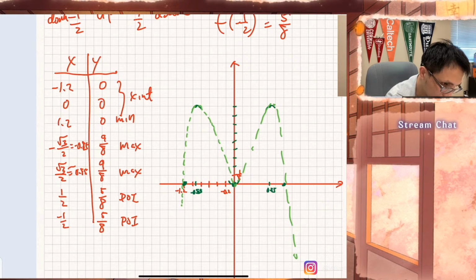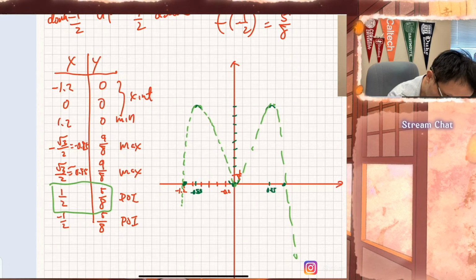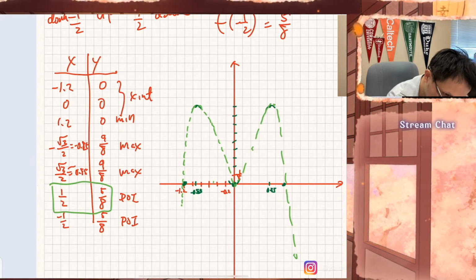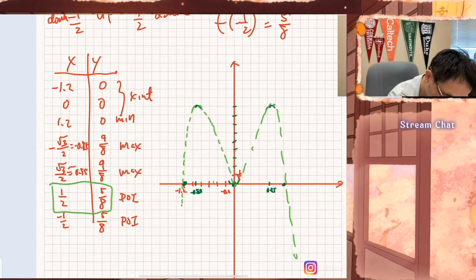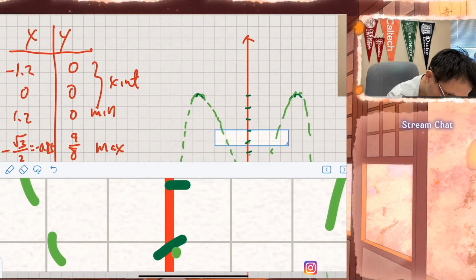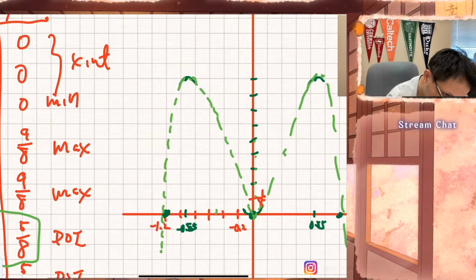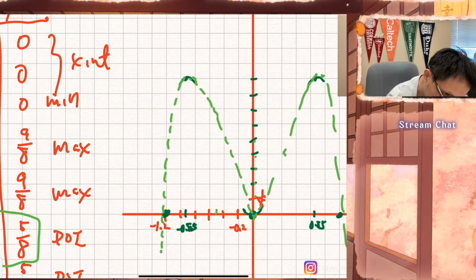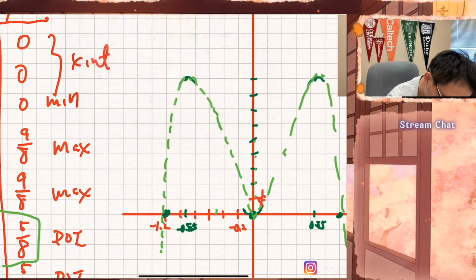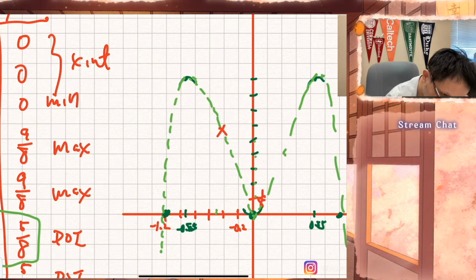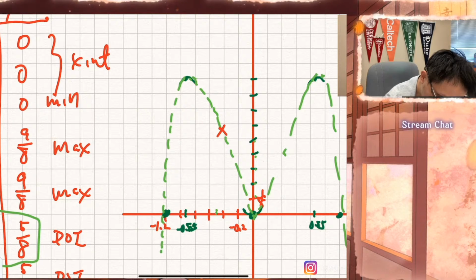Now we're going to plug in the concavity change. So the concavity change happened in here. So at 1/2 is roughly 2.5 right here, and at 5 over 8, so 1, 2, 3, 4, 5, 5 over 8. So it's roughly, I'm sorry. So 5 over 8 is roughly right here. I'm going to put a cross here. And I'm going to put a cross here at 0.5. 5 over 8 is roughly right here.